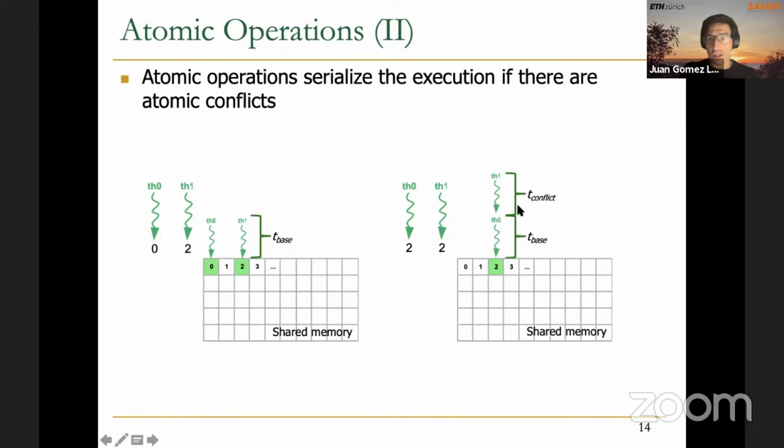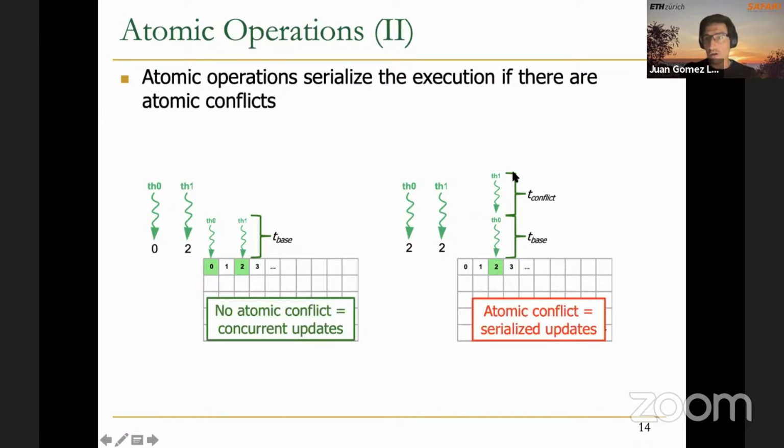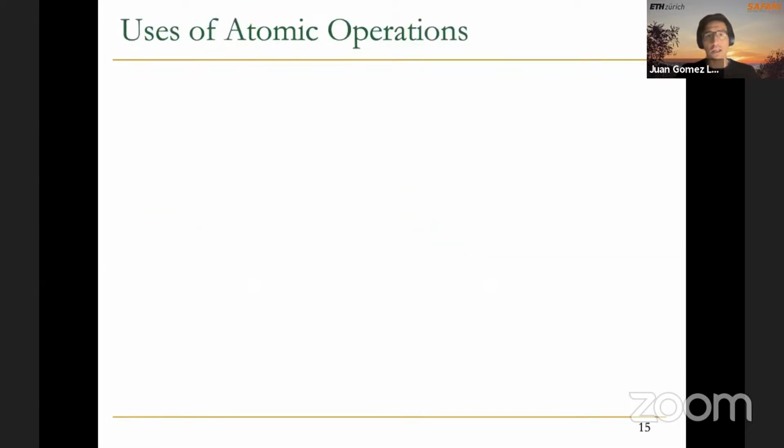How large is this T-base and also this T-conflict? Of course, it depends on the architecture. And one thing that we have noticed over time is that the cost of each conflict is lower as the architecture improves, generation over generation. But essentially that's the thing. If there is no atomic conflict, we can have concurrent updates. If there are atomic conflicts, we will have serialized updates.